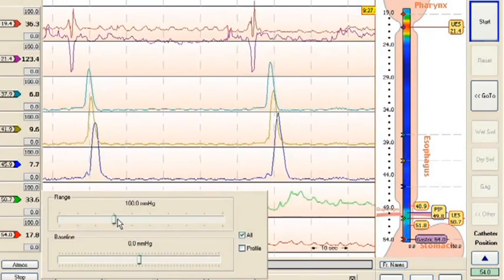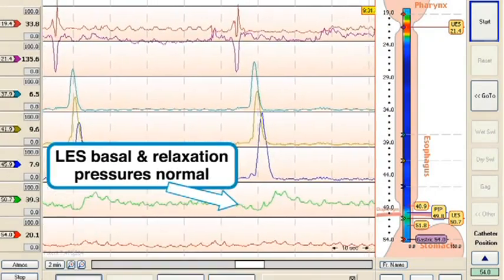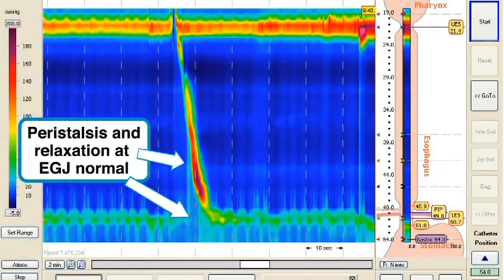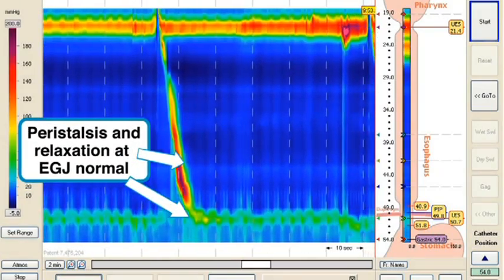LES basal and relaxation pressures are normal. Peristaltic velocity and relaxation at the EG junction are normal.